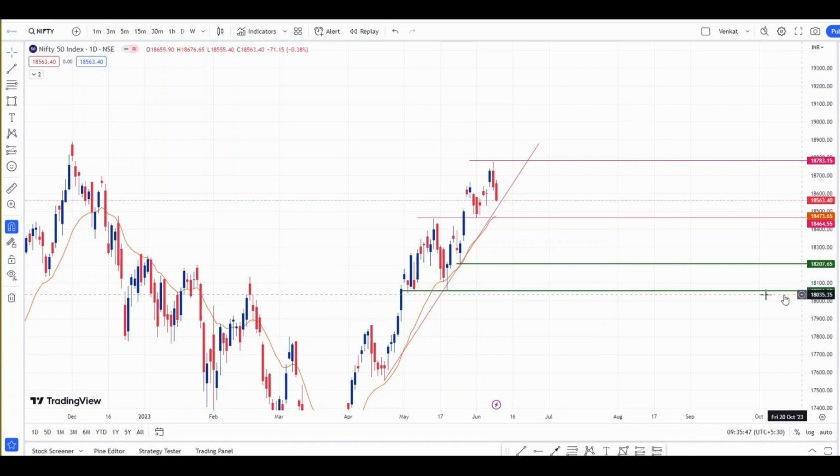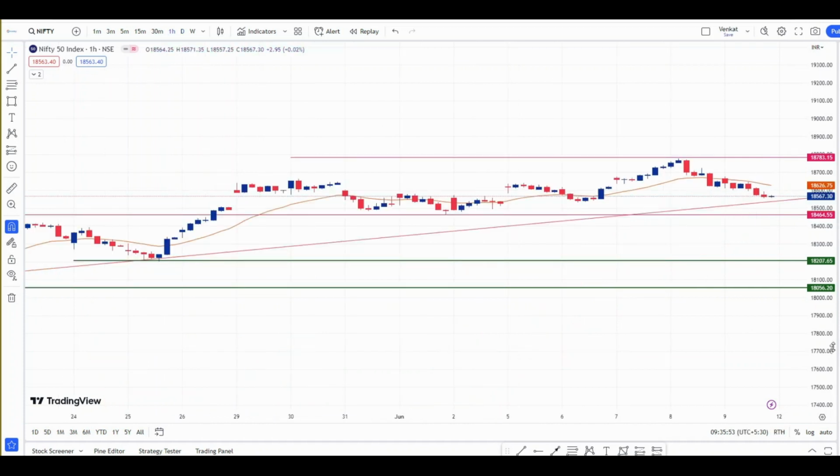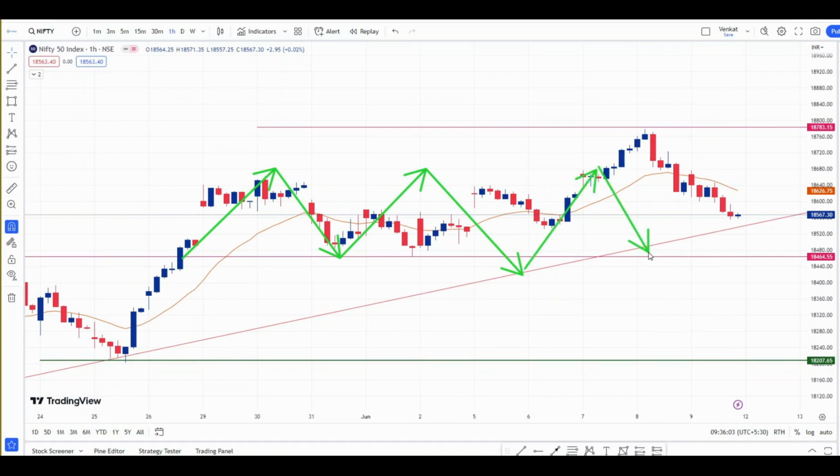Now let's shift the time frame to hourly and see the important levels for Monday's trading session. Here I changed the time frame to hourly. You can see the index has been in this range, giving zigzag moves like this, for the past few days. So when can we see a trending move? We can see a trending move only if the index breaks either above this level, that is if the index sustains above 18,780, we can take it as 18,800, then we can see an upside move, and if the index trades below this level, that is 18,464, then we can see a downside move.